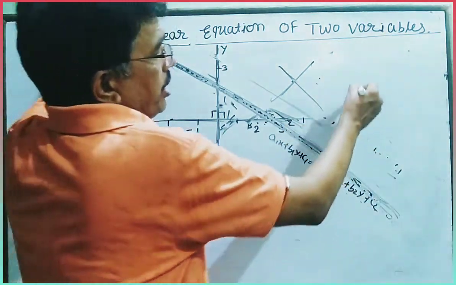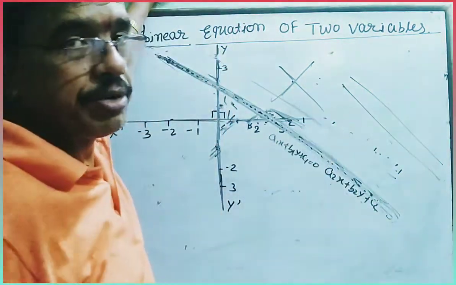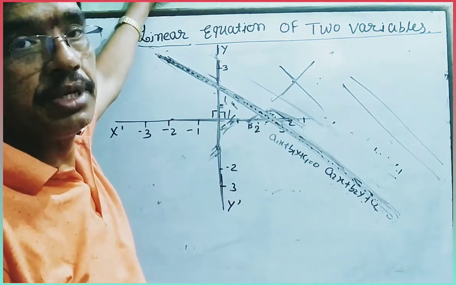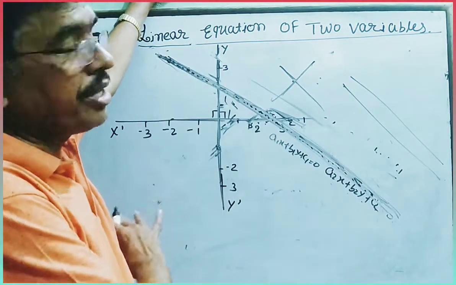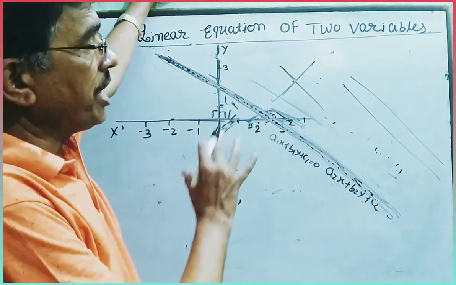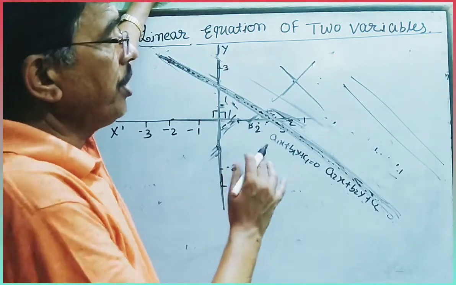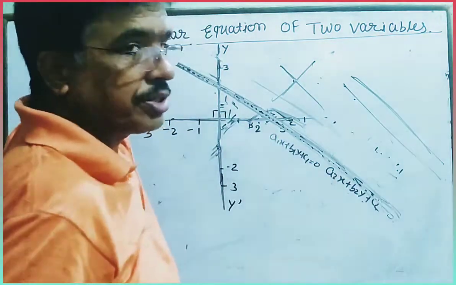But in the third type, both lines are parallel and they cannot intersect each other in the graph. Then it is clear it has no solution. We cannot find a single value of x and y that satisfies both equations, so we can say it has no solutions. Therefore, when the lines of the graph are parallel, then it has no solutions.